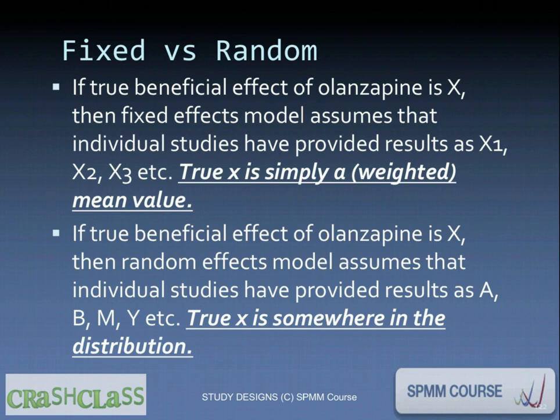It says that if the true beneficial effect of olanzapine is X, then the random effect model assumes that individual studies have provided results such as A, B, M, Y, etc. They're not variations of X, they are completely different. So true X is somewhere lurking in the distribution. It is not simply an average. Okay, so that is the principle behind random effect analysis.